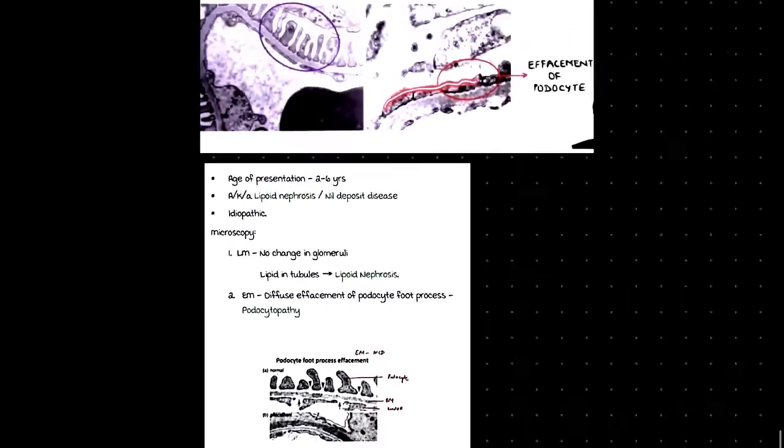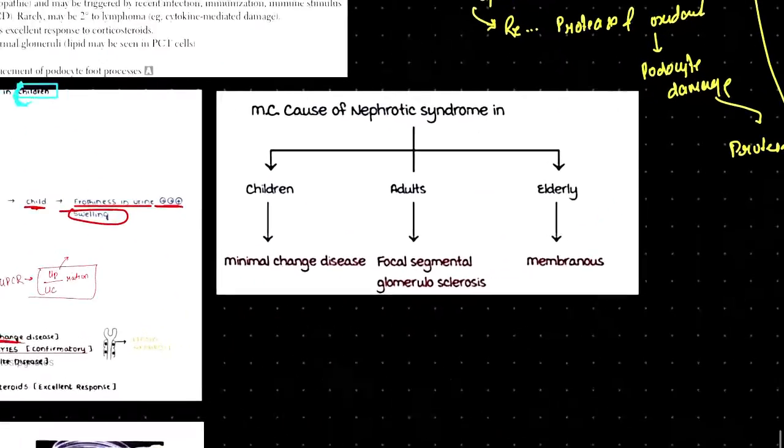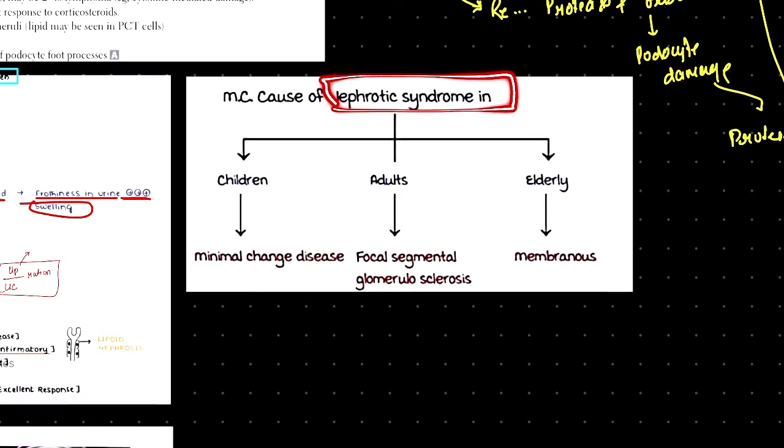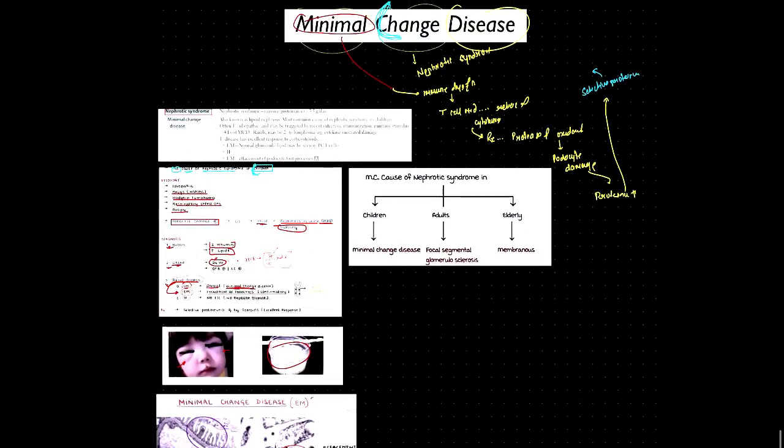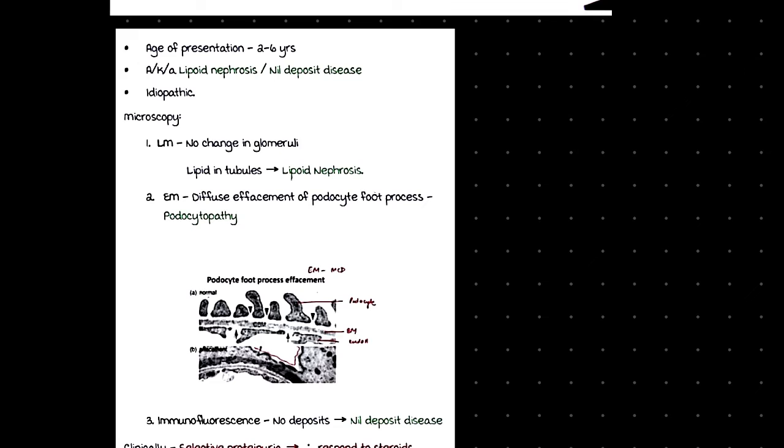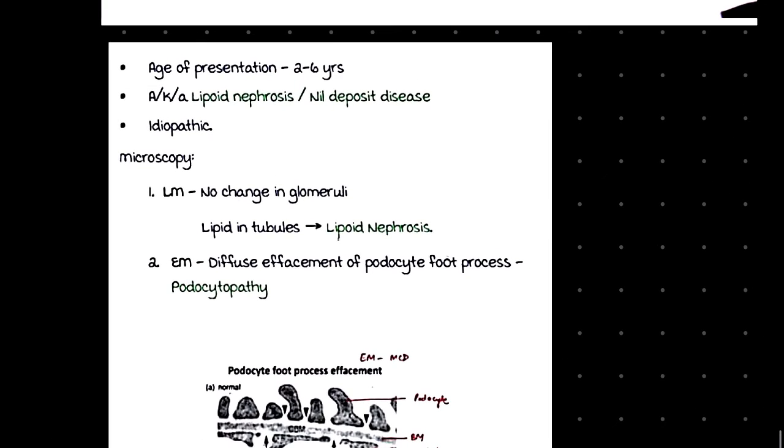Now it is mainly present. Okay, this is effacement of podocytes. Now a quick recap about nephrotic syndrome. The nephrotic syndrome that is most common in children is our minimal change disease, as I've highlighted here. In adults it is FSGS, focal segmental glomerulosclerosis, and in elderly patients it is membranous glomerulonephritis. Here in children it mainly manifests at 2 to 6 years of age. It is also called lipoid nephrosis.